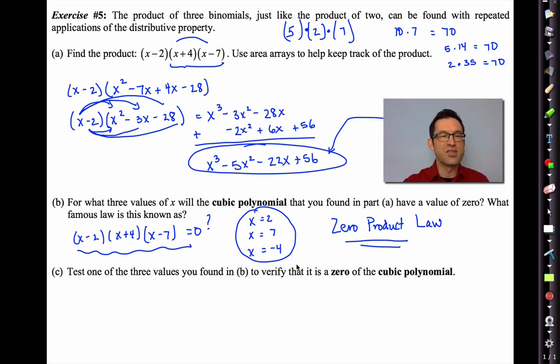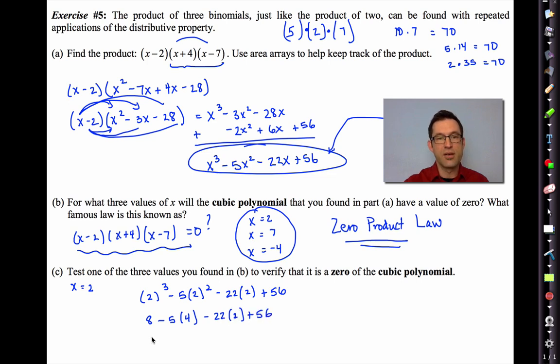So let's do the easiest one. Let's test it with x equals 2. All right, so I'm going to put 2 in. I'm going to do 2 cubed minus 5 times 2 squared minus 22 times 2. Ooh, plus 56, let's just hope. 2 cubed is 8. 2 squared is 4, obviously. I think I'll leave the rest of this unevaluated for right now. Now I'll do the multiplication.